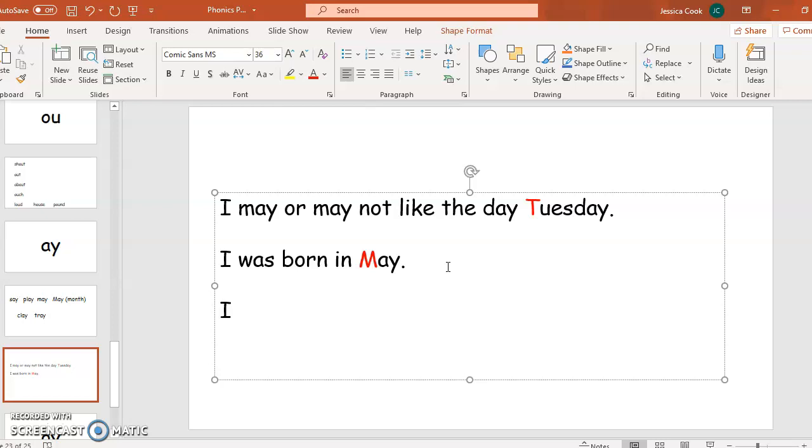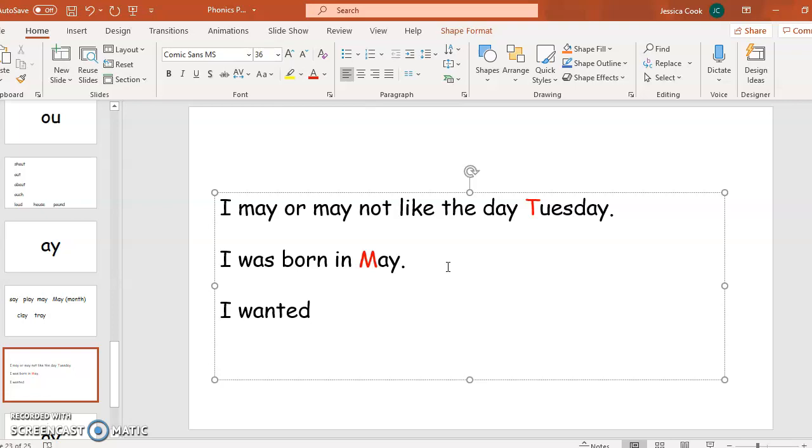Right, it's going to start with I. Okay, my next word is going to be wanted. So I'm going to give you those two words there. I wanted to play with some clay. I wanted to play with some clay.